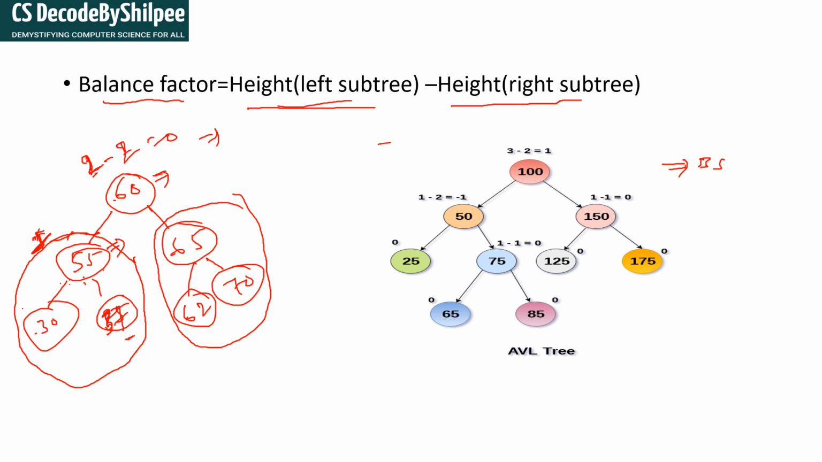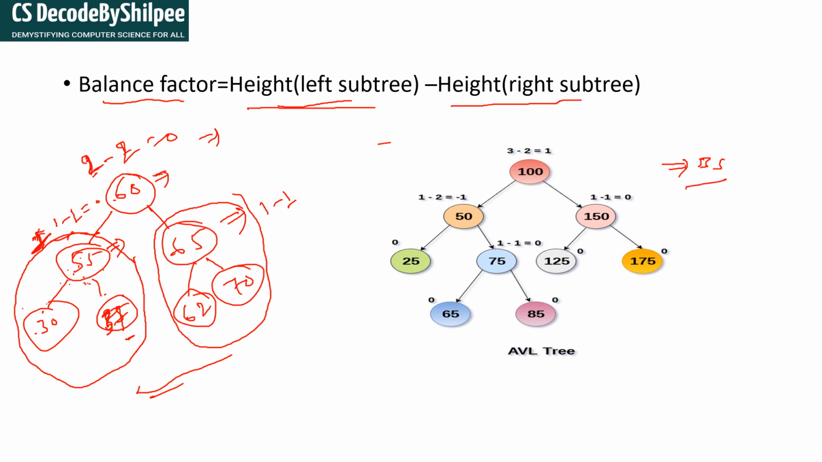So what is the balance factor for 50? Here it is 1 minus 1, because here is one height and for this also one height. So 1 minus 1 is 0, right? For this one, 65, also 1 minus 1 is 0. So like that we'll calculate the balance factor of a node.